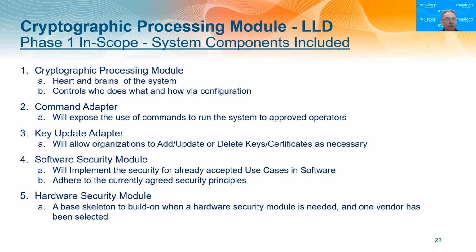So there are the modules we are going to implement. Of course, we've got to implement the cryptographic processing module. This is the heart and the brains of the system. It will control who does what and how via configuration. As I said, this is going to be done in such a way that once the cryptographic processing module is in, we can basically change anything we'd like in the system without bringing down the system itself.